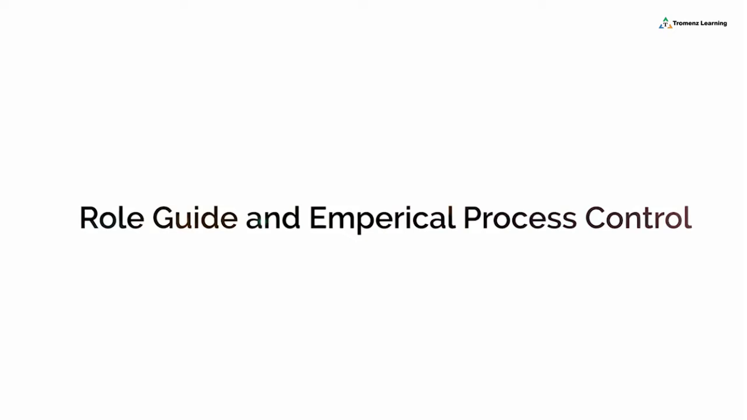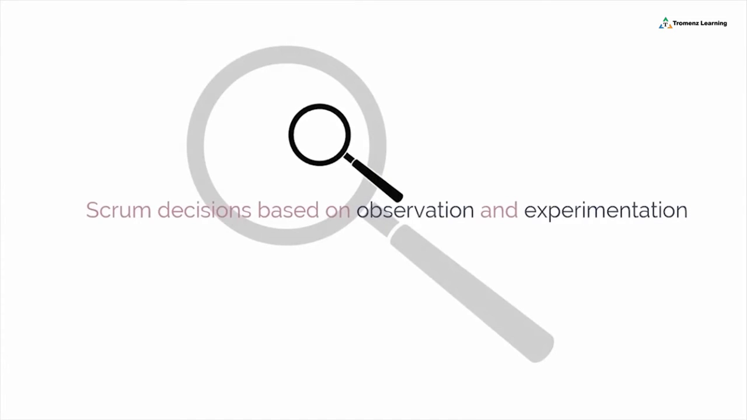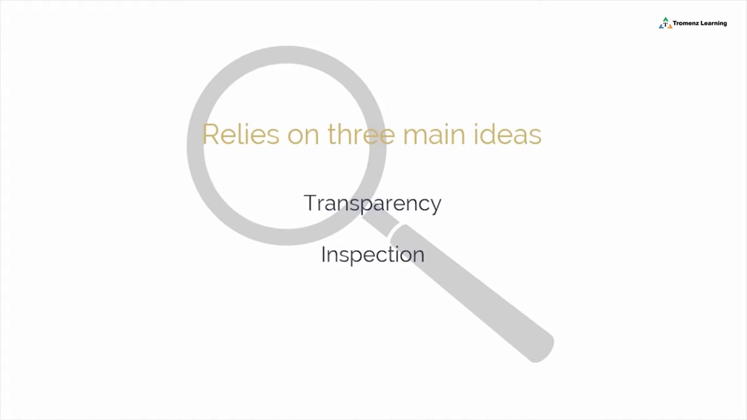Empirical process control is central to Scrum. In Scrum, decisions are based on observation and experimentation rather than on detailed upfront planning. Empirical process control relies on three main ideas of transparency, inspection, and adaptation. We'll now discuss the three main ideas of empirical process control with the help of a few diagrams.